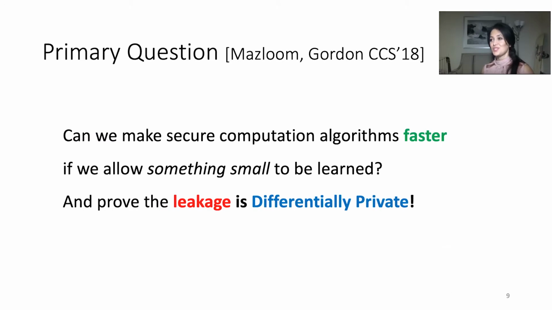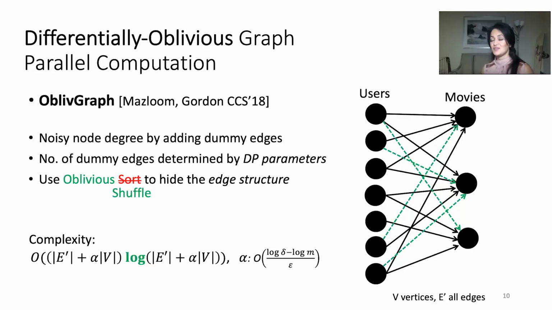So the primary question we asked in our previous work was, can we make secure computation algorithms faster if, instead of having full security, we allow something small to be learned by the attackers and then prove that what is learned is differentially private? We were the first to explore the idea of relaxing the security notion in secure computation by allowing some leakage in the form of access patterns that preserve differential privacy.